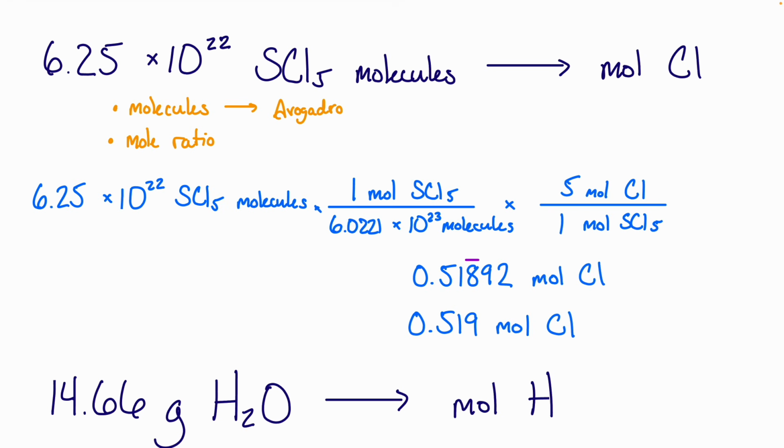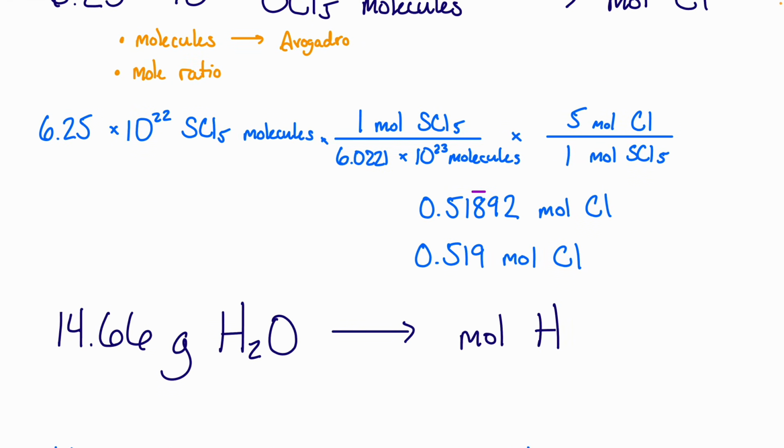All right, and so my mole ratio here will allow me to convert from moles SCl5 to moles of just chlorine. And as we said before, there are 5 moles of chlorine for every 1 mole of our compound. Let's punch this into our calculator here. We're going to round this off to 3 sig figs.